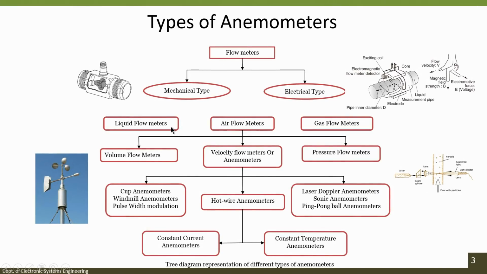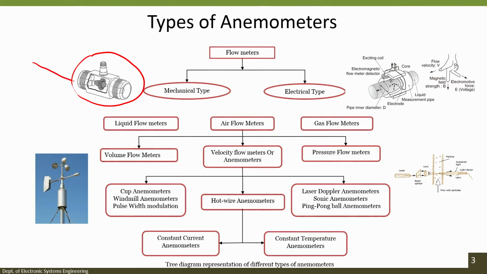This slide talks about the different types of anemometer. Like I said, they are classified based on the application. The first, major classification talks about two types: the mechanical type and the electrical type. If you can see the figure here, this is one example of a mechanical type anemometer. As you can see, there is a turbine-like structure. When the fluid flows through this, it could be liquid, air or any other type of fluid, you want to understand the rate at which the fluid is flowing through the chamber.